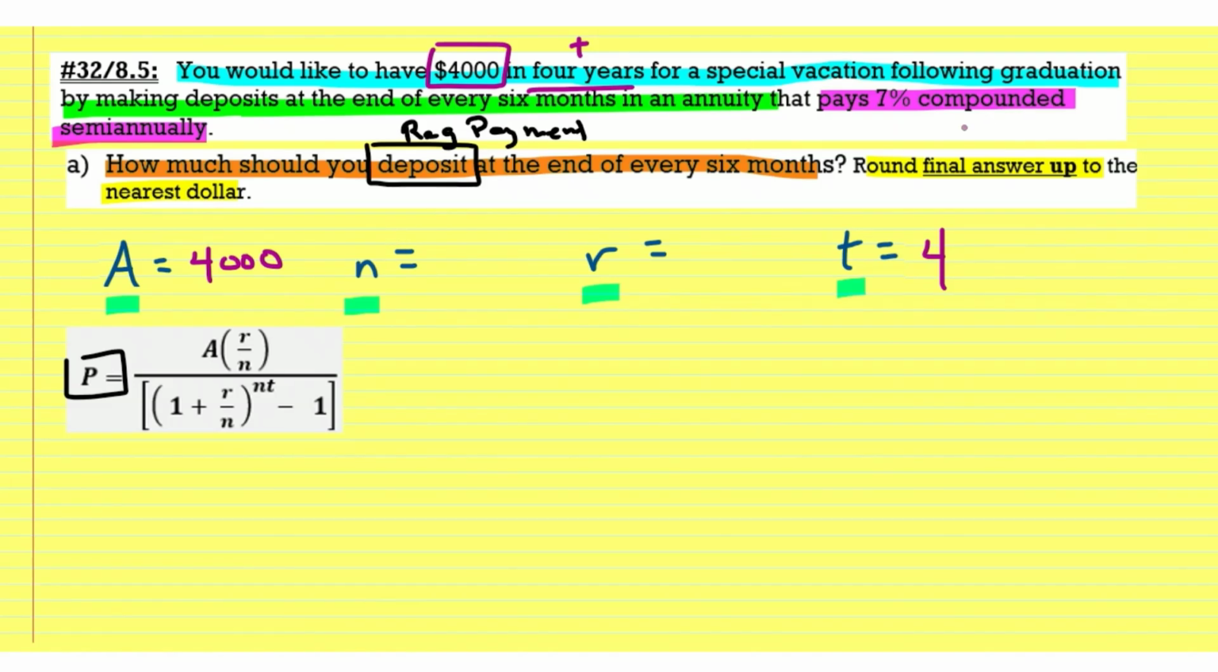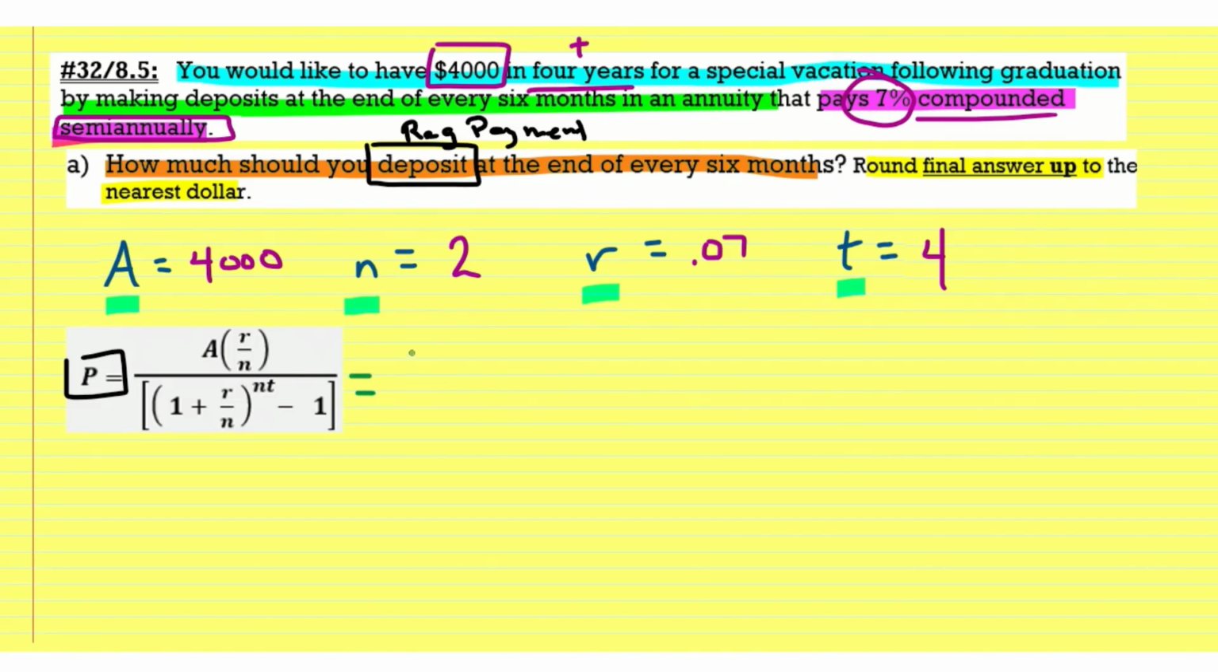Then our N is our compounding periods, and it says it is compounded semi-annually. Semi-annually means 2 times per year. And our rate is going to be the 7%. And of course, we will use the decimal version of that. So 7 divided by 100 equals 0.07. Now we should have everything that we need to put into our formula. So let's go ahead and list everything in our formula.